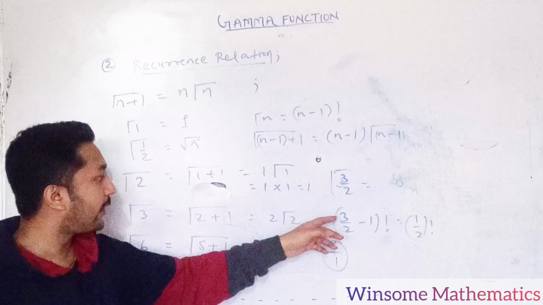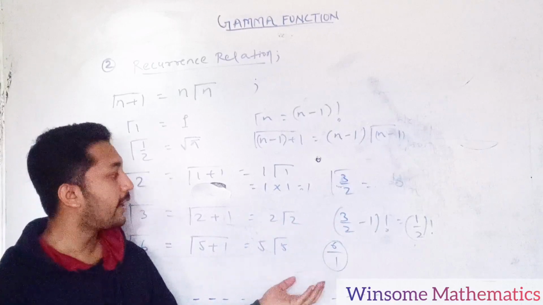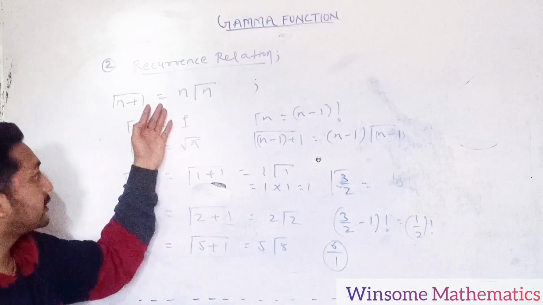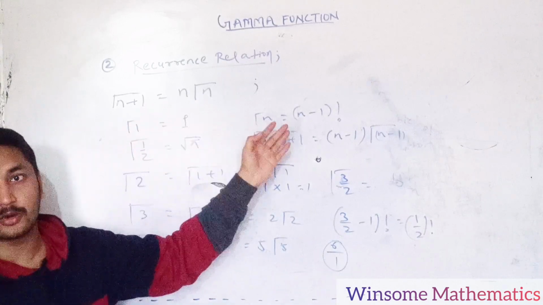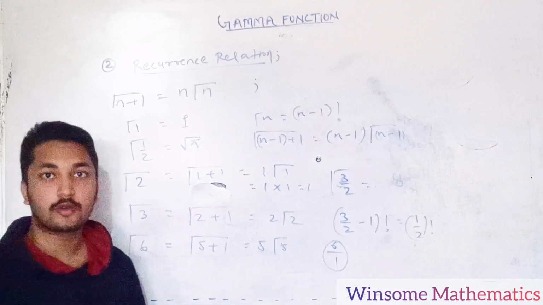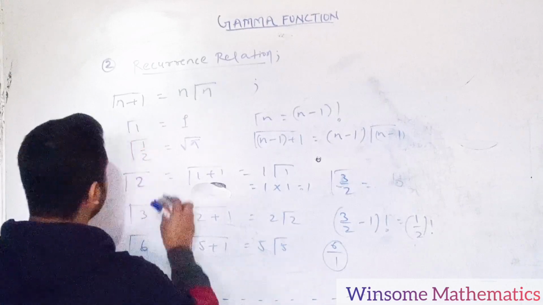So whenever we come across a fraction, we have difficulties. We can easily solve it by using the recurrence relation. This is the importance. So now we will see some common fractions that always come inside the gamma function.